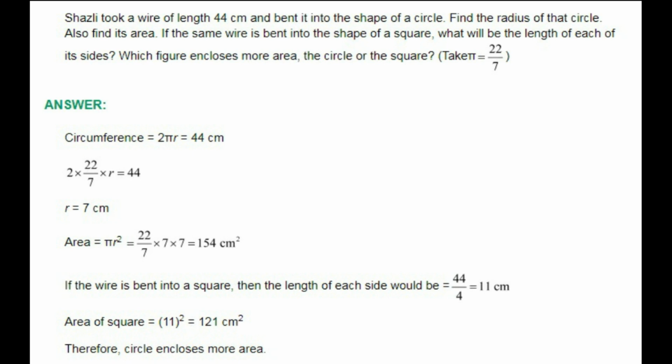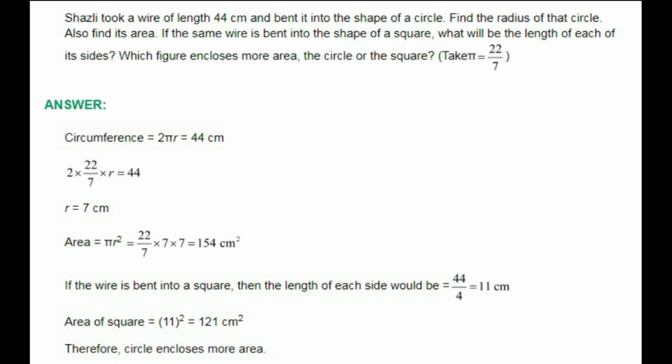So now we have to find the area of the circle. The formula for the area of the circle is pi r square, so 22/7 into 7 square, and the area is coming as 154 cm square. So we have got the radius of the circle, and also we have found the area.